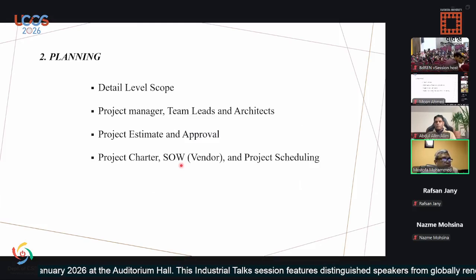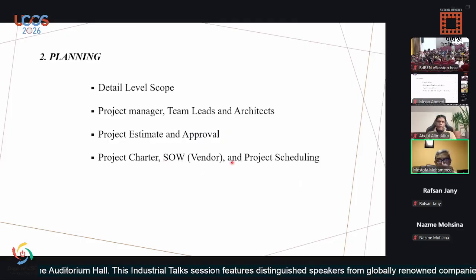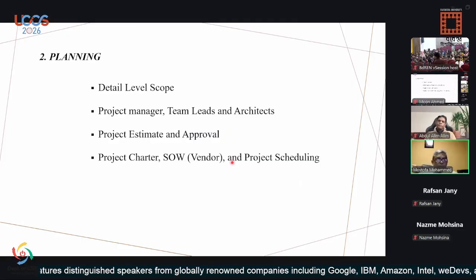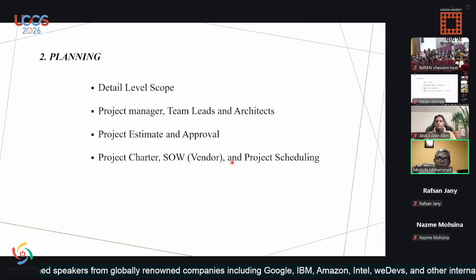So you have the SOW for the vendor. SOW means statement of work. So you tell the vendor, hey, these are the things that I want. And the vendor is going to say, well, for this, I'm going to charge you this much.